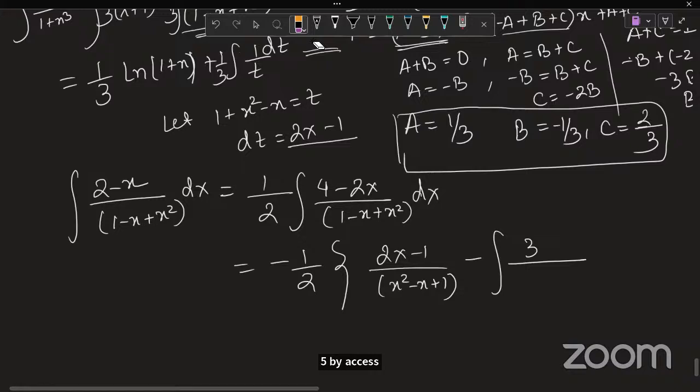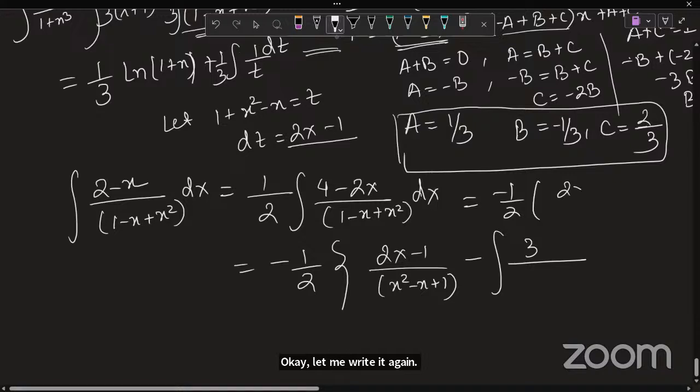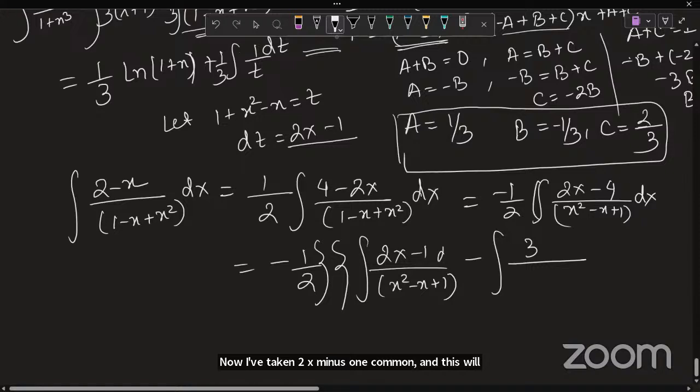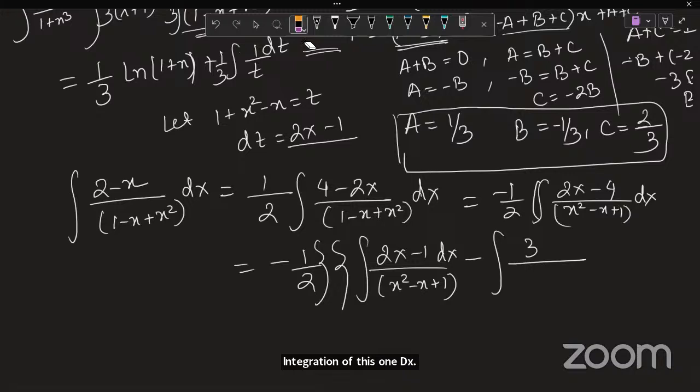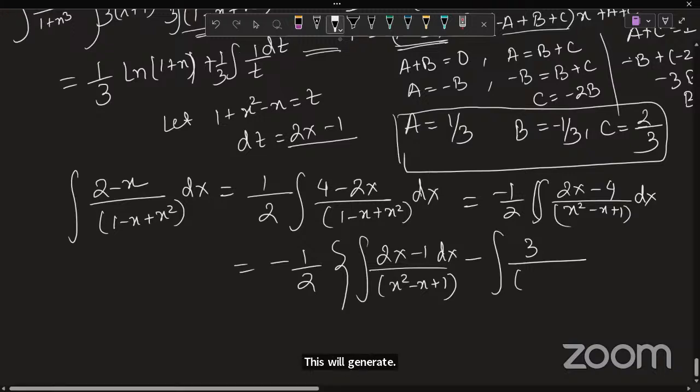Okay, let me write it again. If I take minus half common, it will become what? 2x minus 4. Integration of this one, x square minus x plus 1 dx. Right? Now I have taken 2x minus 1 common, and this will be outside of this. Integration of this one dx plus the integration of this function, right? This part it will be minus 3 upon x square minus x plus 1 dx.